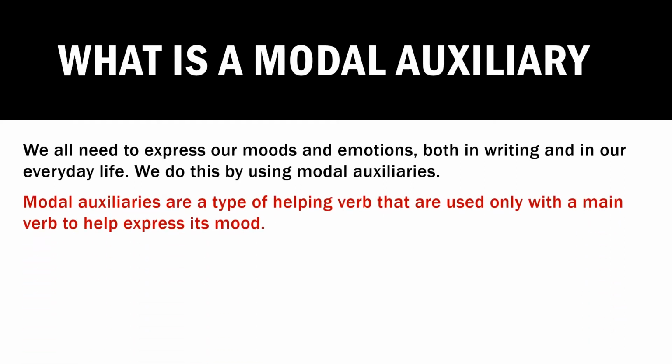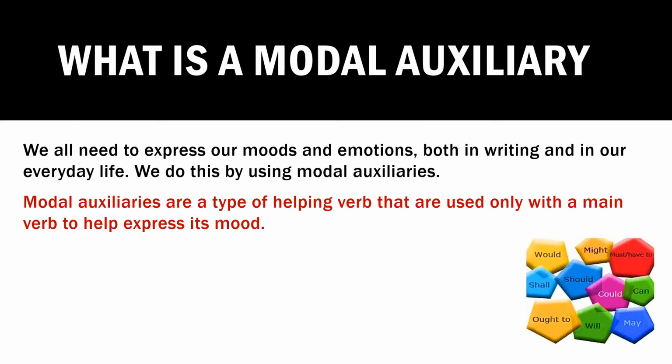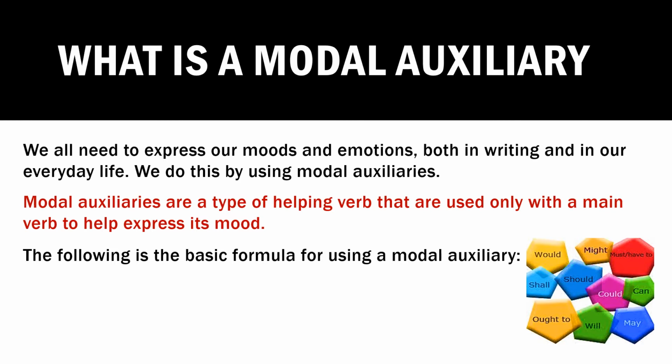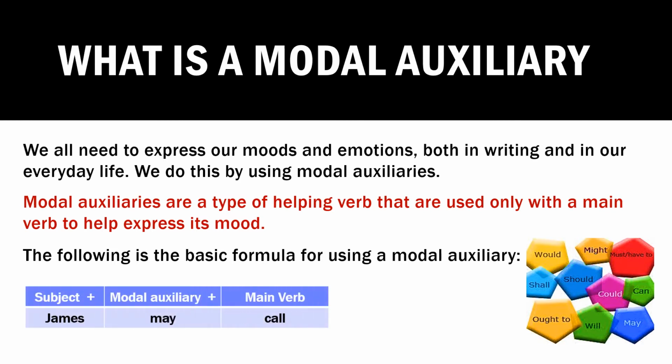Therefore, modal auxiliaries are a type of helping verb that are used only with a main verb to help express its mood. These are the 10 different modal auxiliaries: would, shall, ought, should, will, could, may, can, might, and must or have to. One formula for using a modal auxiliary in a sentence is the subject plus modal auxiliary plus the main verb.